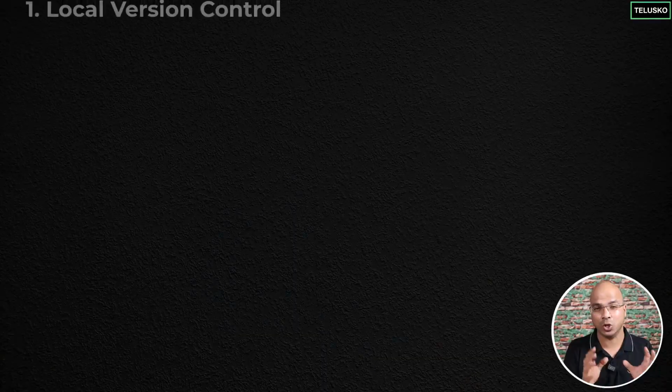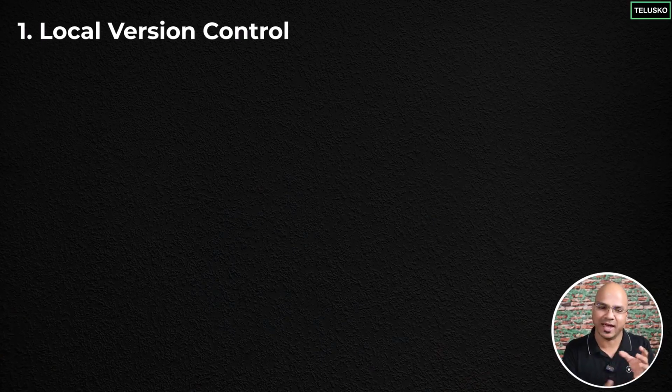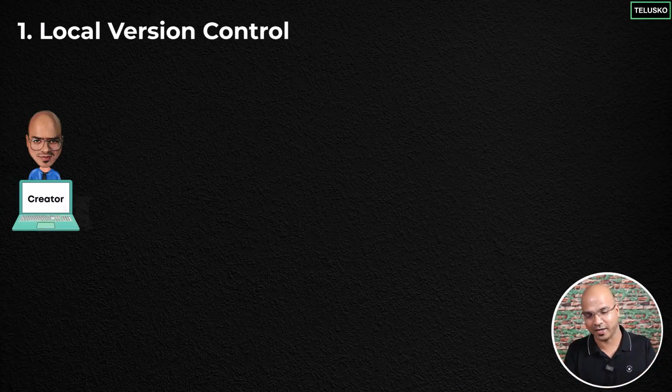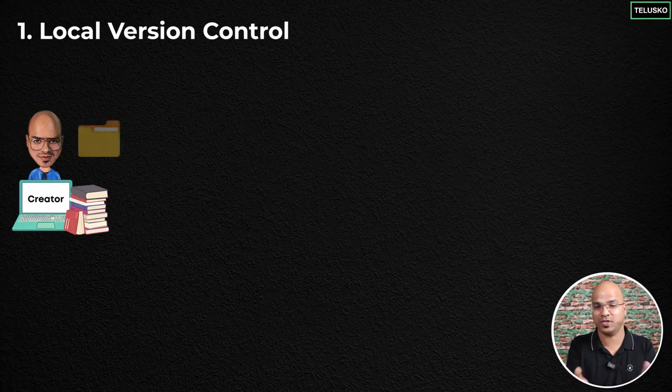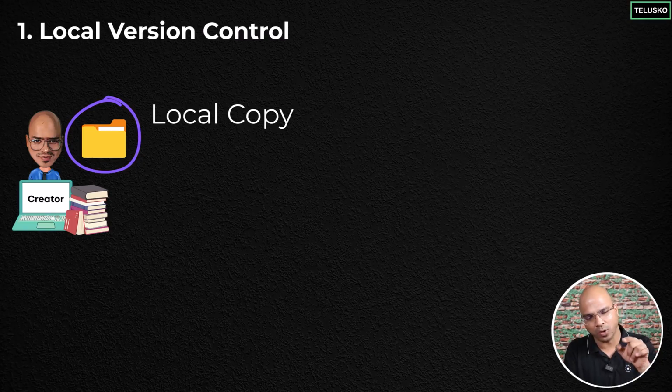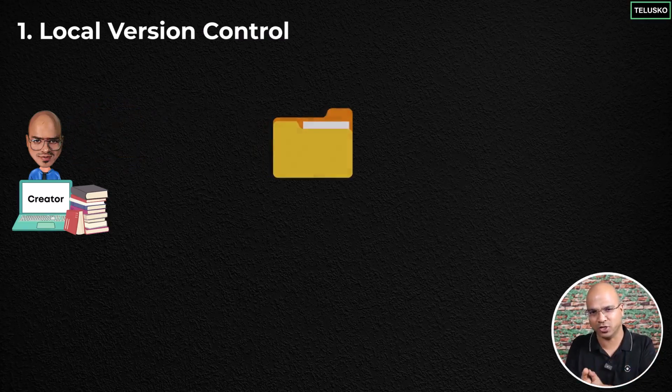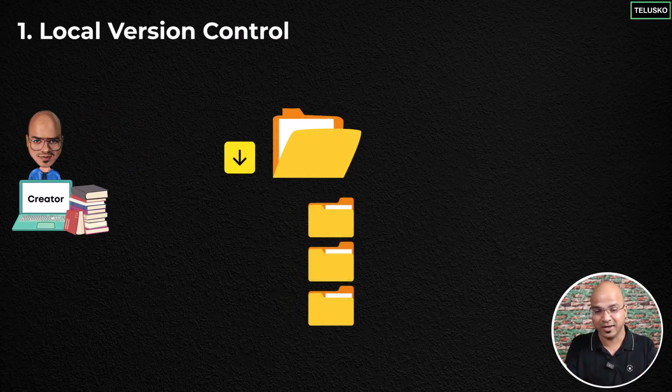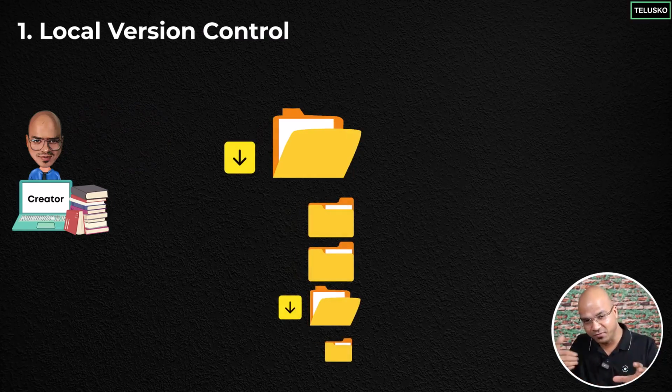The first one is a local version control, which simply means that as a developer or as a creator, if I write software or if I write a book, if I write something and I want to save it in my own machine with different versions, of course, that is a local copy, right? And in my own particular machine, I'm creating different versions of it, maybe having a folder inside a folder, then having different folders of it.